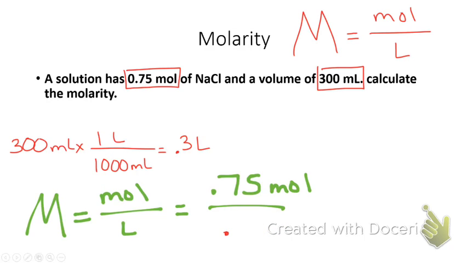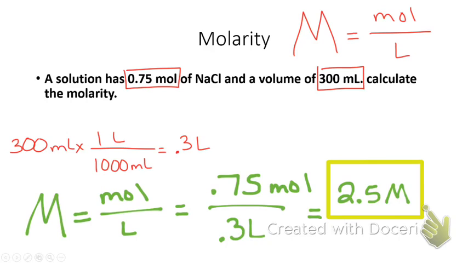So my conversion was 0.3 liters. Once you punch that in your calculator, it should be 0.75 divided by 0.3. You should end up with 2.5 for your molarity. Again, notice how I'm using a capital M for my unit for molarity. Okay, one last curveball I want to show you before I turn you loose to work on this stuff.